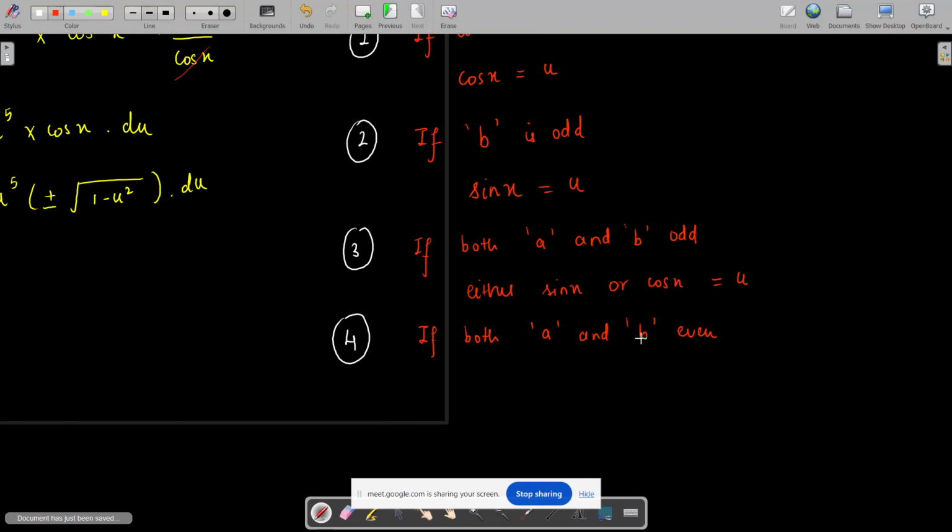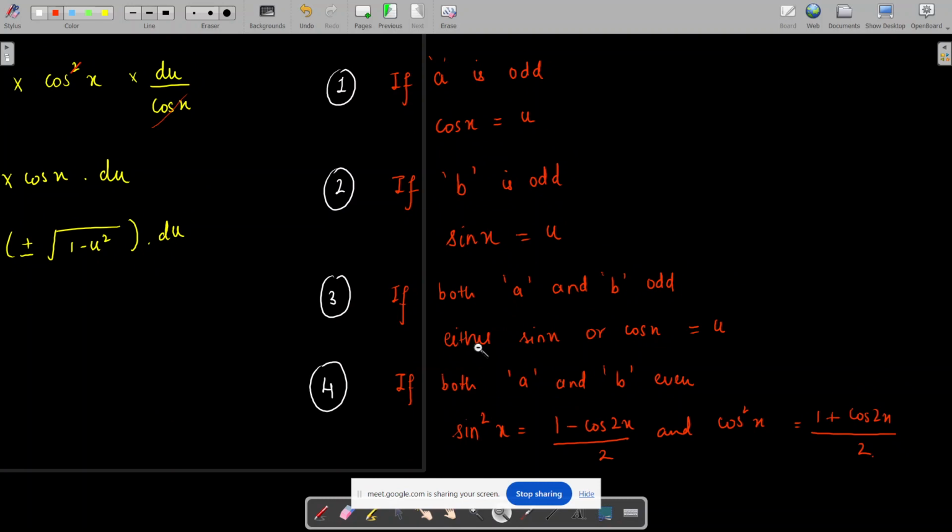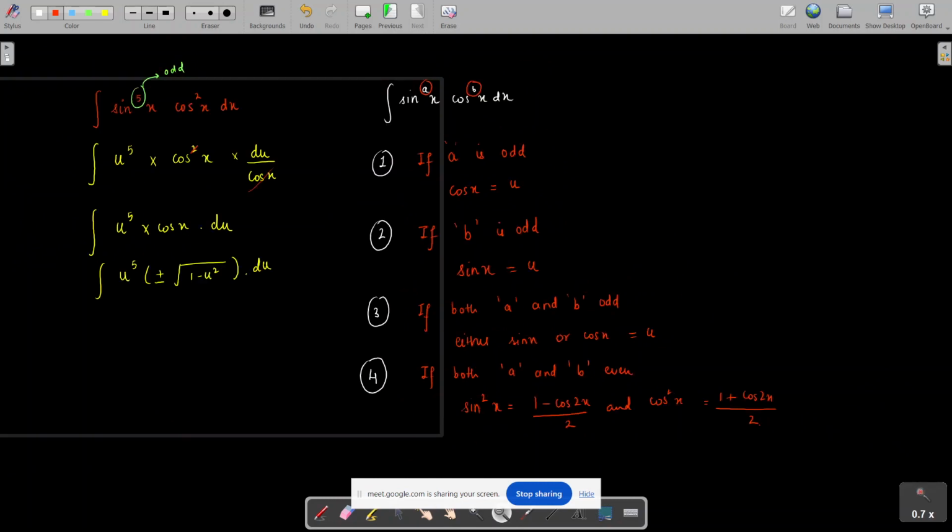then we will use the half angle properties. In that case we will use sine square x as 1 minus cos 2x over 2 and cos square x as 1 plus cos 2x over 2. This is something that we use today as well, but I don't recommend just remembering these things. I want you to understand the logic behind these formulas. If you want, you can note down these four cases.